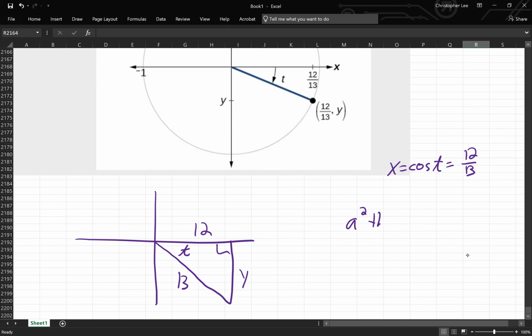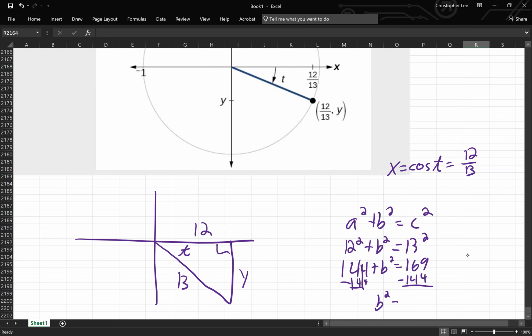A squared plus b squared equals c squared, right? So what's this going to be? This is going to be 12 squared plus b squared equals 13 squared, right? 144 plus b squared is equal to 169. Subtract 144. What you do to one side, you know you got to do to the other, right? So now b squared is equal to 25. Square root both sides.